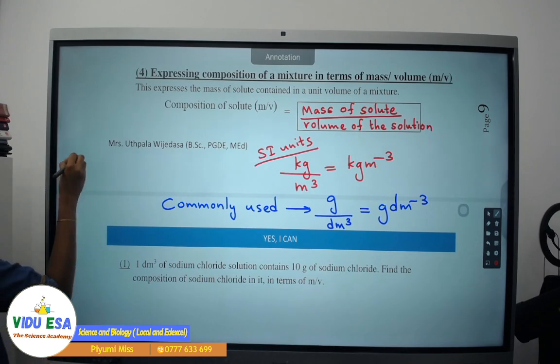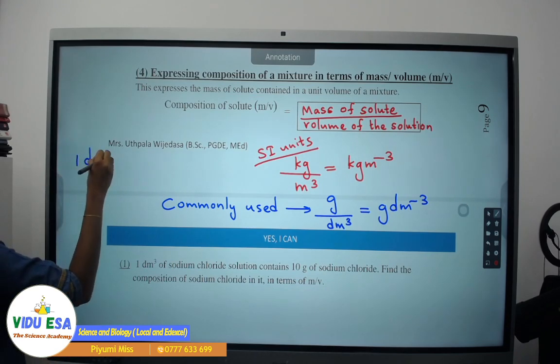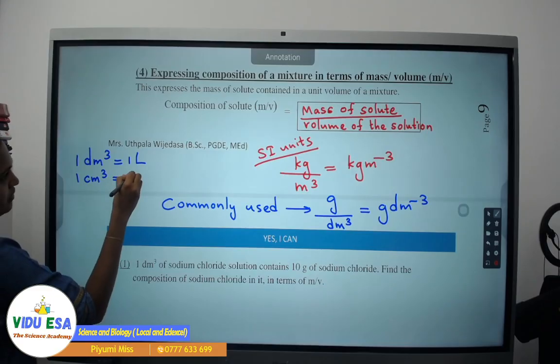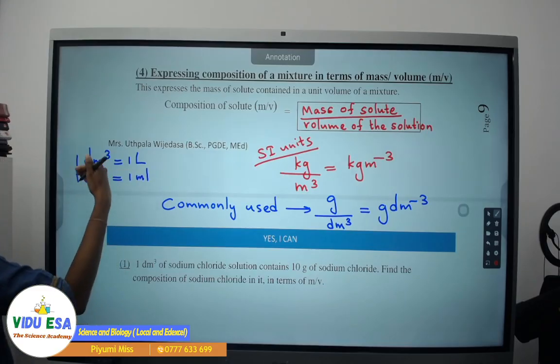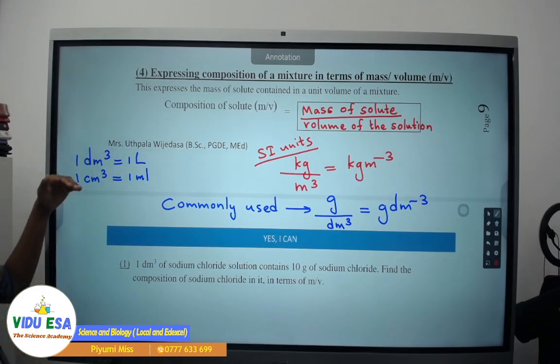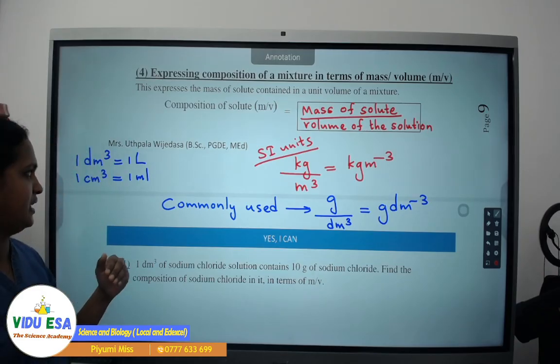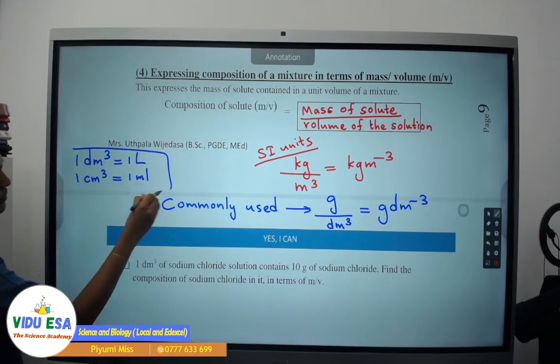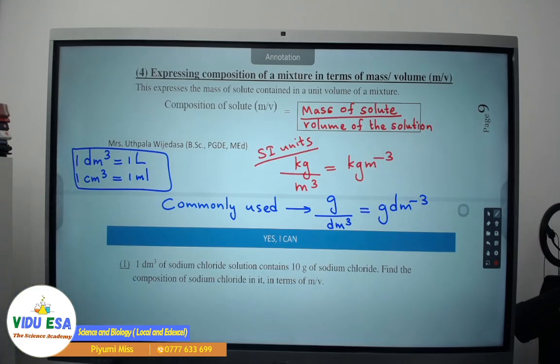You know 1 cubic decimeter is equal to 1 liter, right? Then 1 cubic centimeter is equal to 1 milliliter. So 1000 cubic centimeters is equal to 1 cubic decimeter. Likewise, 1000 milliliters is equal to 1 liter, right? Unit conversions also should be familiar.